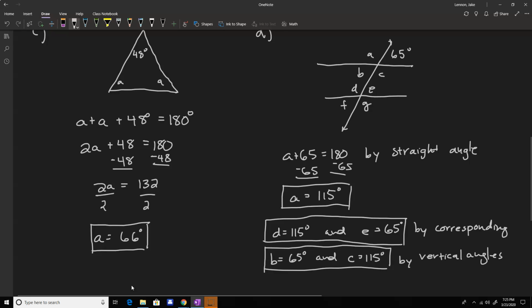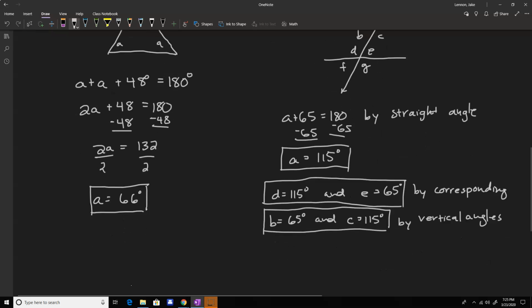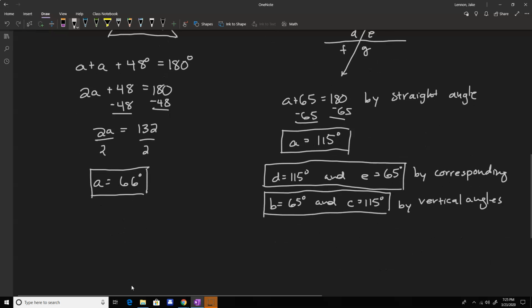And then F and G are going to correspond to B and C. So angle F will have the same measure as angle B, and angle G will have the same measure as angle C. So F will equal 65 degrees, and G will equal 115 degrees. And this is again by corresponding to angle B and angle C.